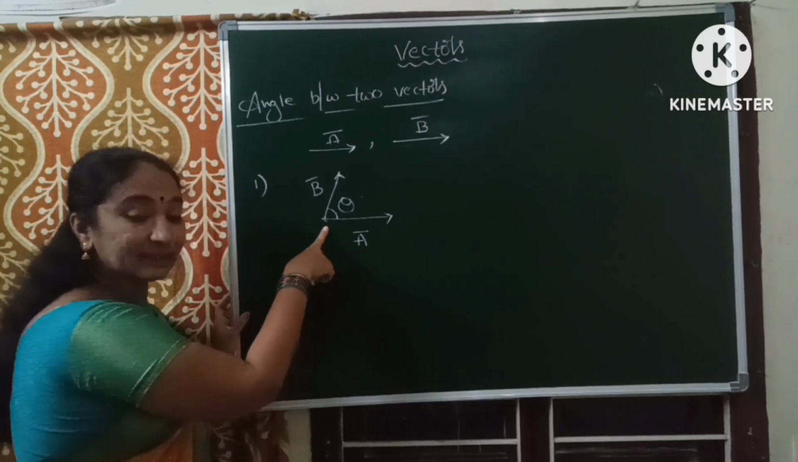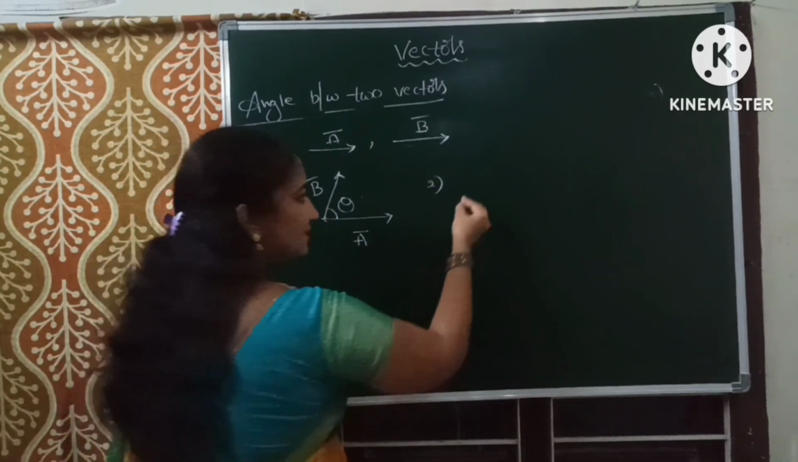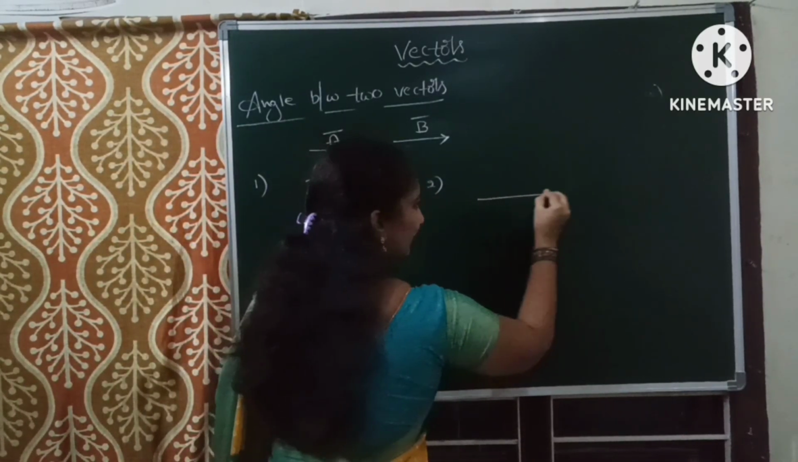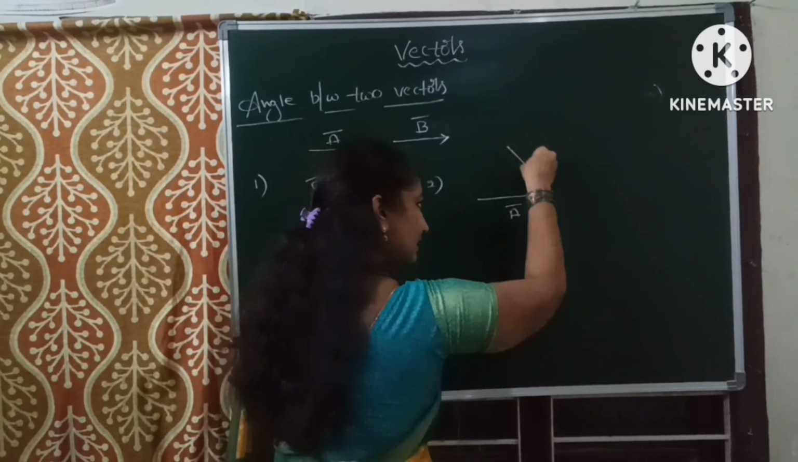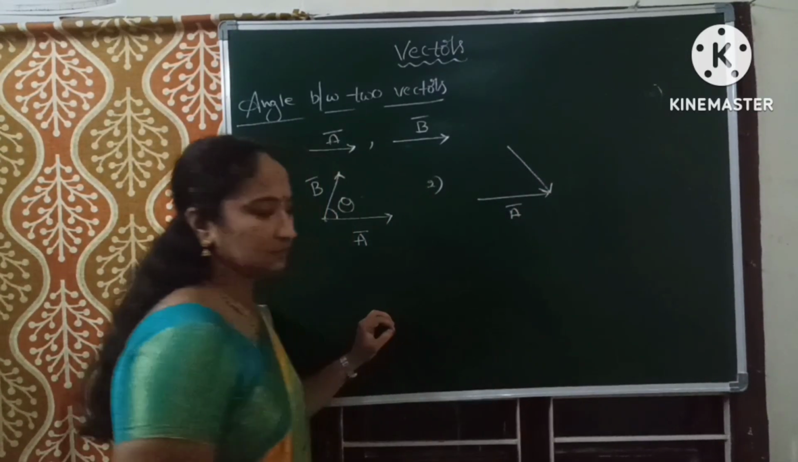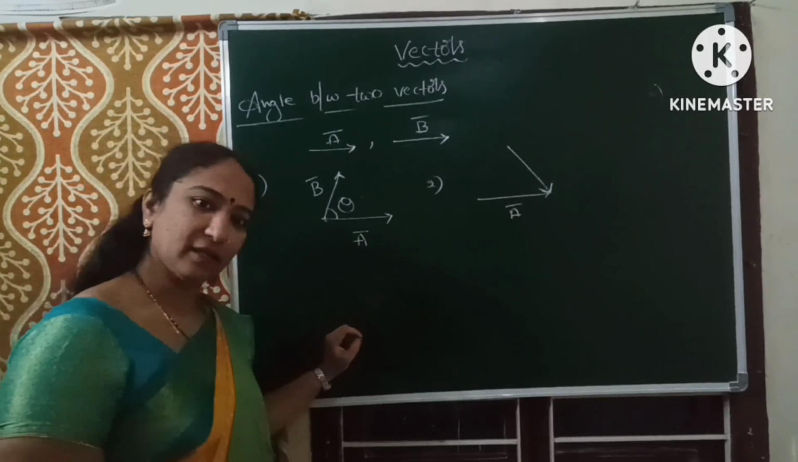Right? Heads, tails coincide here. One more example here I took. For example, A is in this direction and B is in this direction. So here what happened? Two heads coincide. Here also you can take.